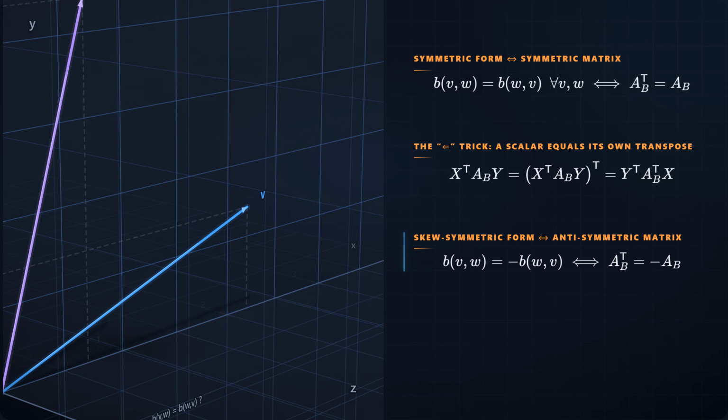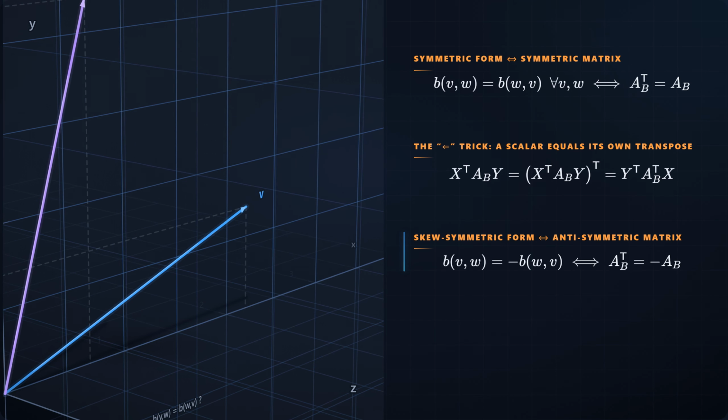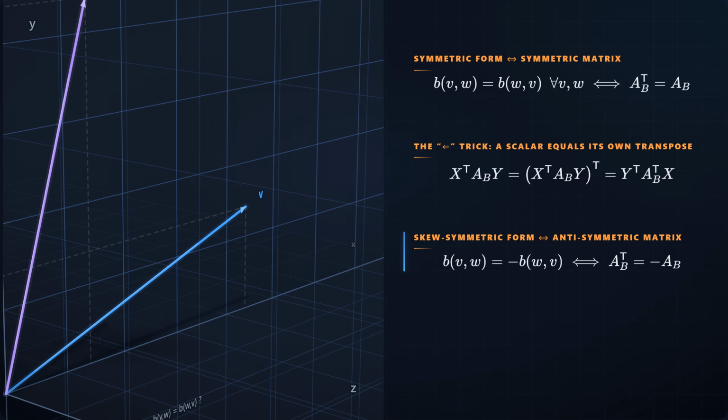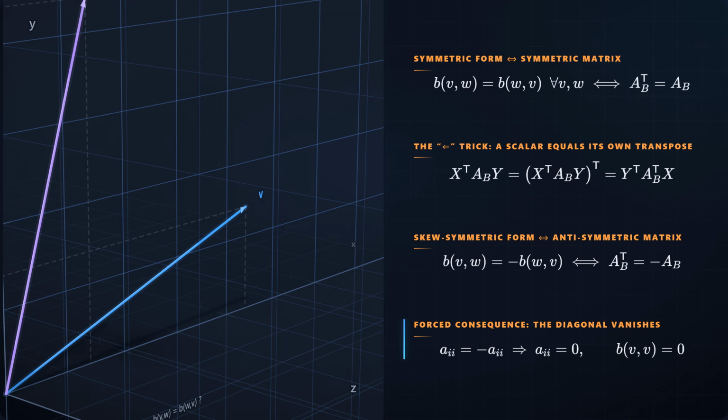Sneaky. Sneaky and reusable. Run the same argument with a minus sign and you get skew-symmetry. The form flips sign under swap exactly when the matrix is minus its own transpose. And that forces something strict on the diagonal. Minus its transpose, so each diagonal entry equals its own negative. That pins every one of them to 0. So the matrix mirrors the form. Symmetric matches symmetric, antisymmetric matches skew. And a skew form must vanish on the diagonal, so B of V with itself is always 0.